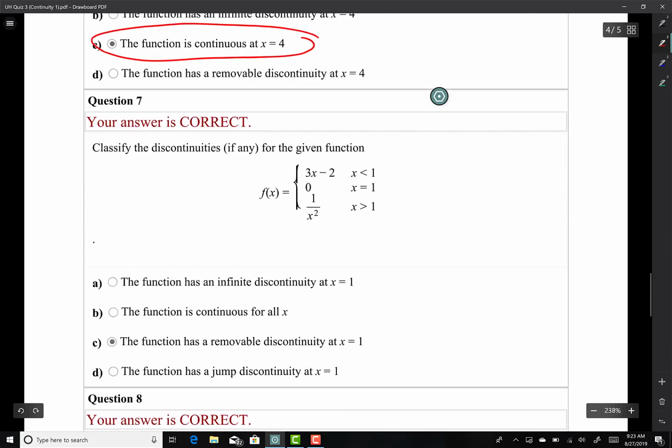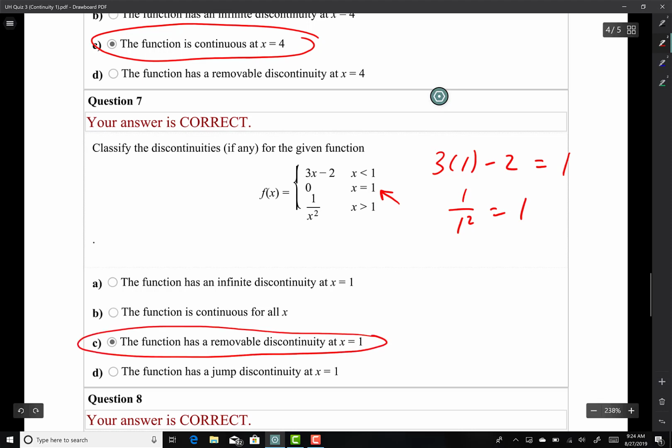Next one. Classify discontinuities, if any, for the given function. Let's see. So at 1, I have 3 times 1 minus 2, which is 1. To the right, 1 over 1 squared, which is 1. And do I plug in that hole? It looks like you don't. So you have a removable discontinuity.